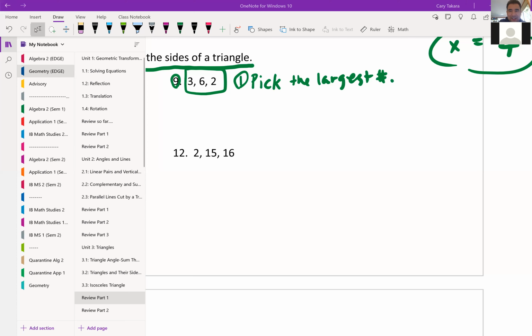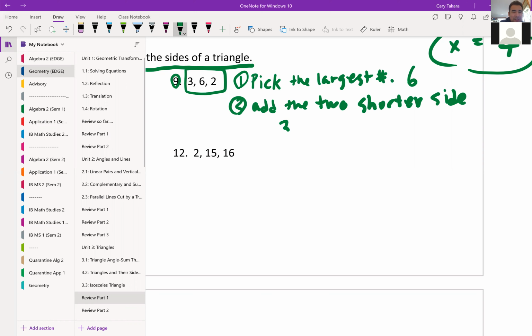Obviously 6, right? Okay, and then second step, add the 2 shorter sides. So you're going to add 3 plus 2, which is 5. And that number needs to be bigger than 6 in order for it to be a triangle. But this one isn't, right?